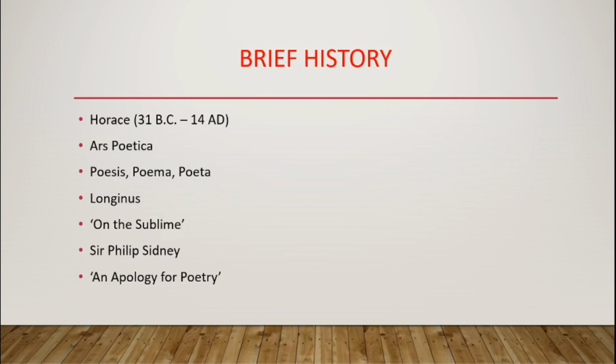And the first English critic was Sir Philip Sidney. Actually, he was born in the Elizabethan period. He was a contemporary of Edmund Spenser, the poet, and William Shakespeare. So he wrote one essay, that is An Apology for Poetry. And he wrote it to answer Petrarch, who wrote one book, The Four Ages of Poetry.